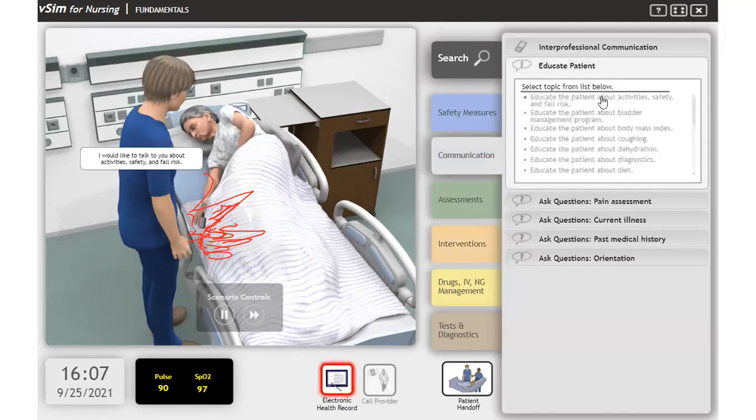I would like to talk to you about activities, safety, and fall risk. Okay. But I can't get up by myself right now. When you can get up from bed, due to fall risk, it's important that you use a support person and your provided walker. We will leave your call light so you can call for us when you need help with anything.